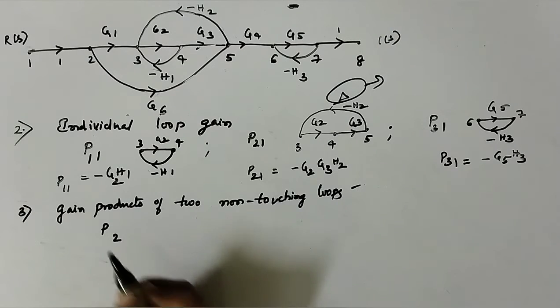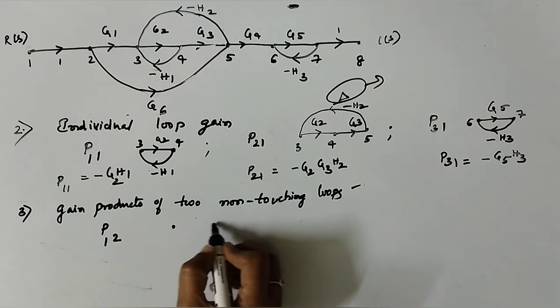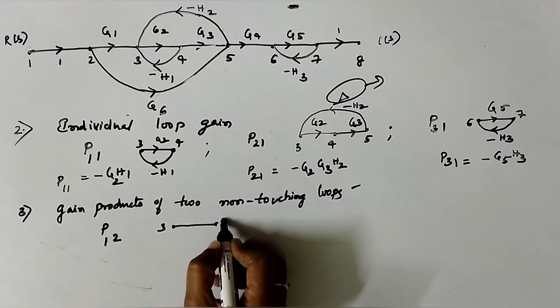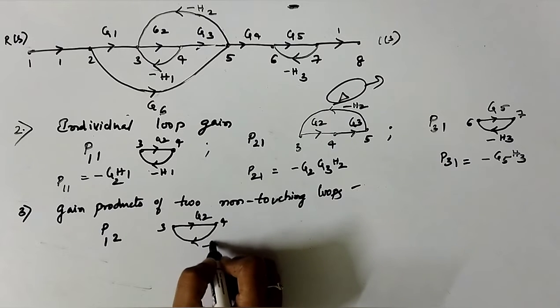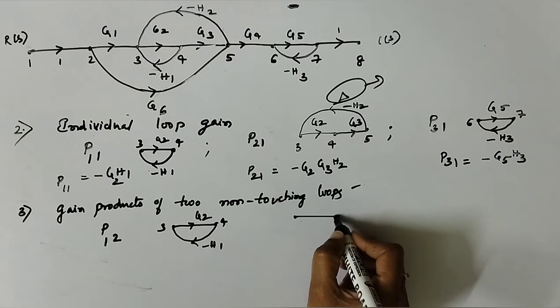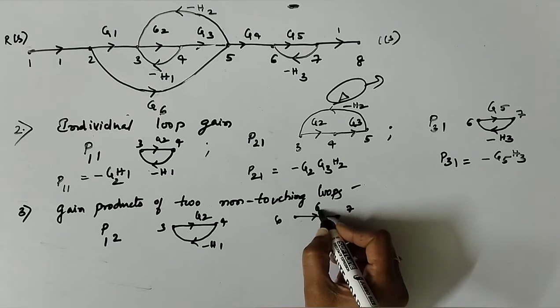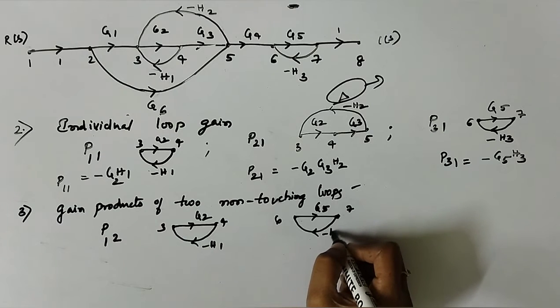So the very first combination is P12. Let's draw it. It is nothing but 3 to 4, that is G2 and minus H1, between 6 to 7, G5 and minus H3.